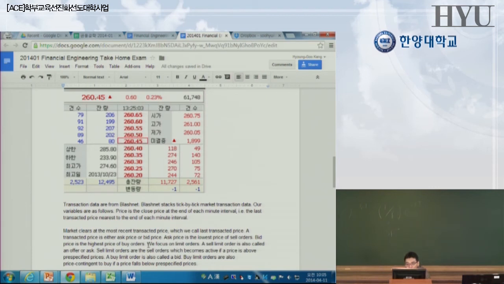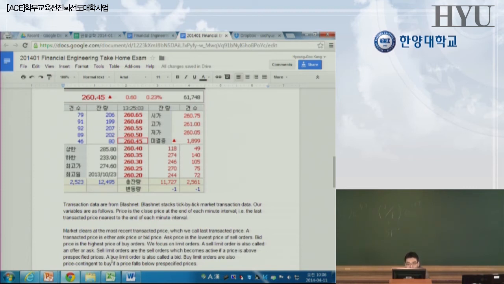We focus on limit orders. A sell limit order is also called an offer or ask. Sell limit orders are sell orders which become active if the price goes above the corresponding price. So there are sell limit orders at the price of 260.50, and we have 207 sell limit orders at the price of 260.55.